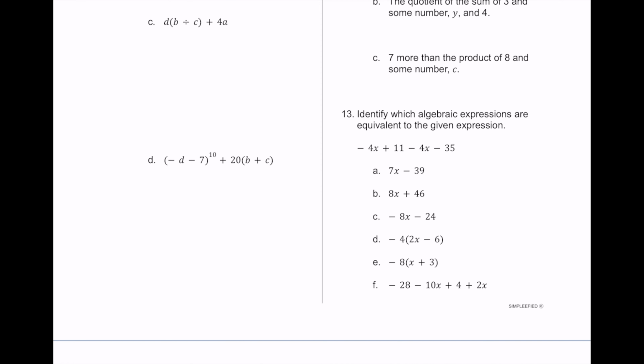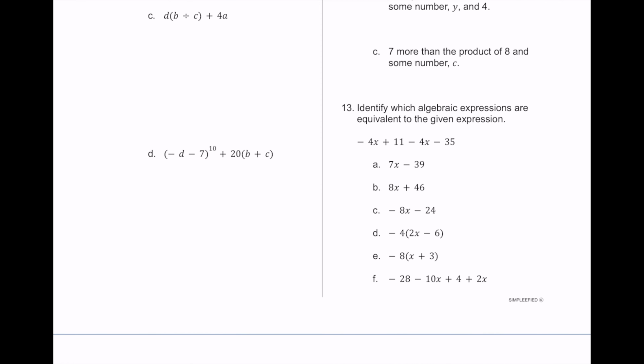For C, we have D times the quantity of B divided by C plus 4A, or 4 times A. So what's D? Well, D, we know, is going to be negative 6. That's going to be multiplied by, let's see, what's B? Well, B is going to be 1/2. So we'll go ahead and substitute in 1/2 divided by what's C? Well, C we knew is 3/4. I'm going to go ahead and write 3/4 here. That's going to be all in brackets here, or bigger parentheses if you want to write that instead, plus the product of 4 and A, which is going to be 3.